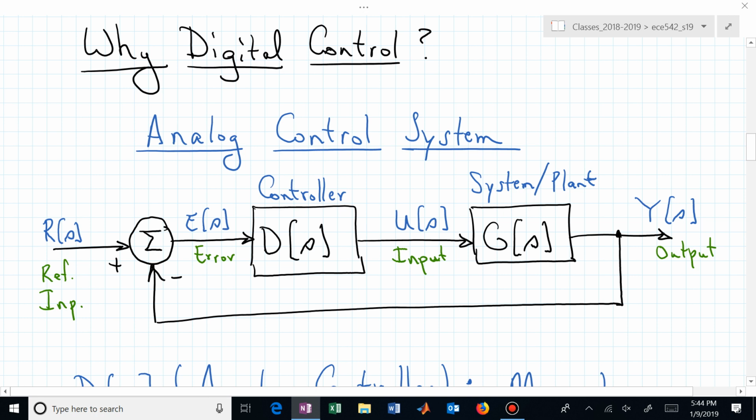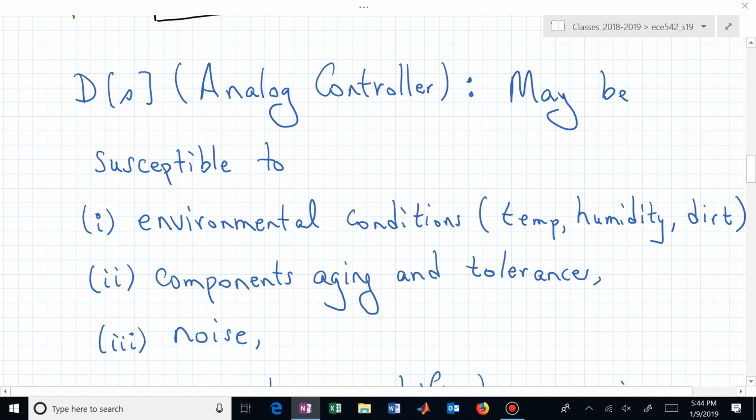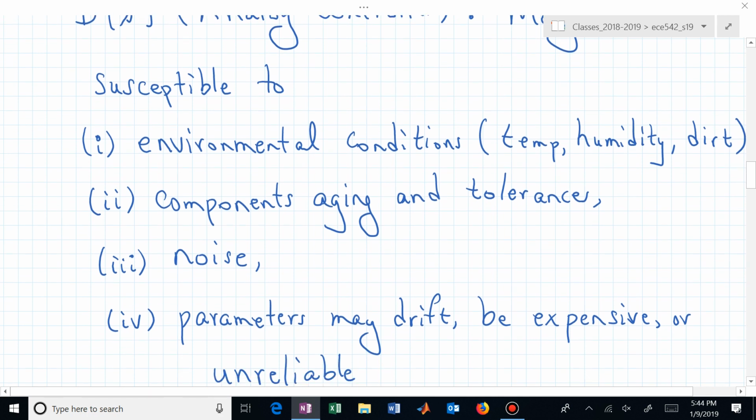But here, maybe we don't want to have a capital D of S. Maybe we don't want an analog controller, and that's because it may be susceptible to many different things. Now that you've taken a course, I can tell you this. Now that you've spent one semester, I wouldn't want to tell you this before that class. Then you'd go, where's the drop box? Drop form. No, you still want to take that class.